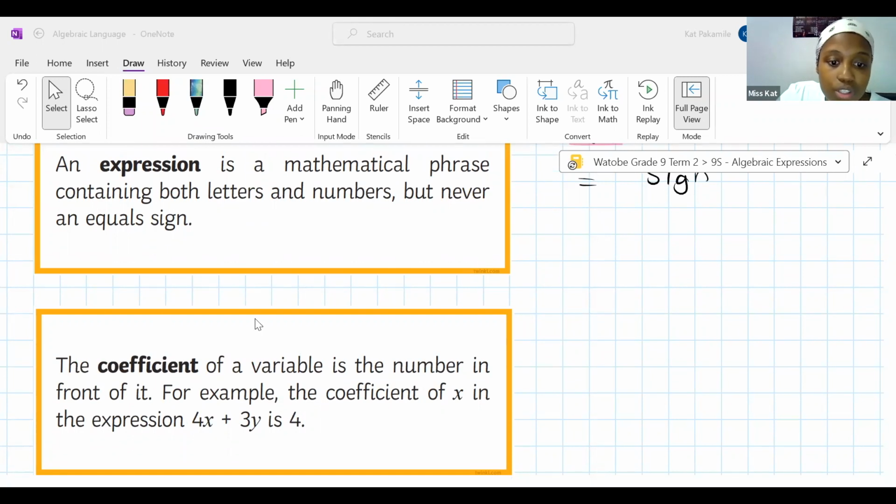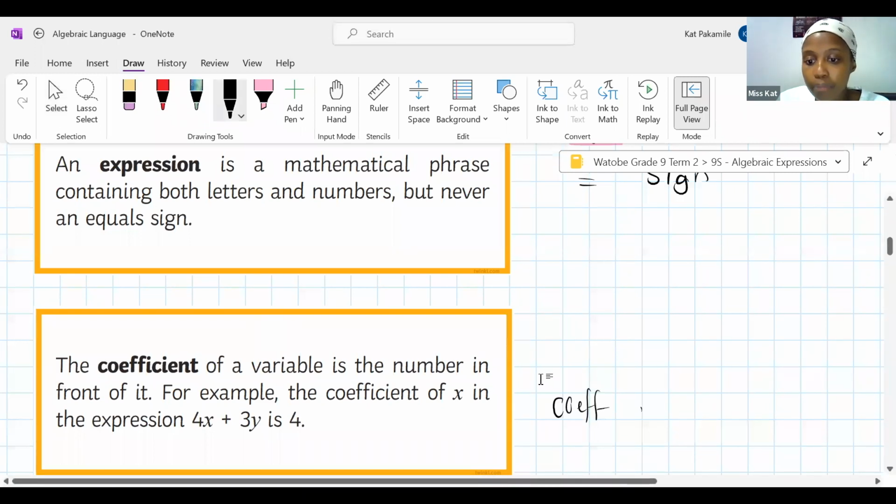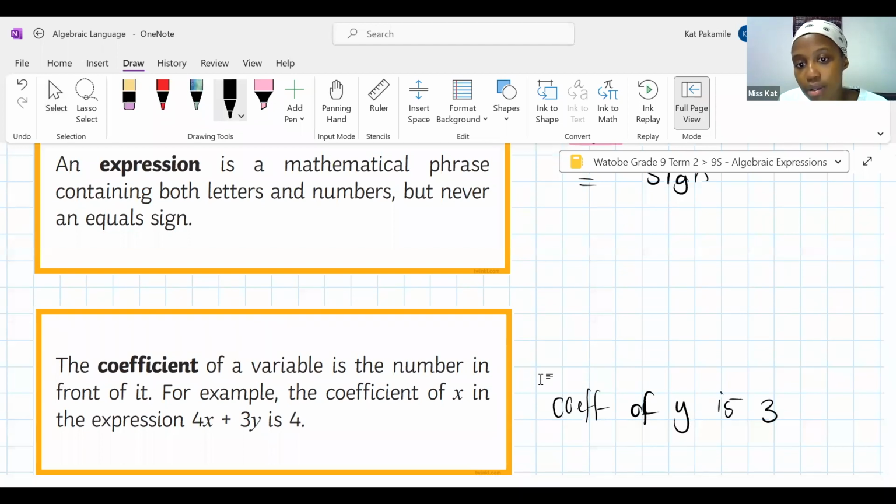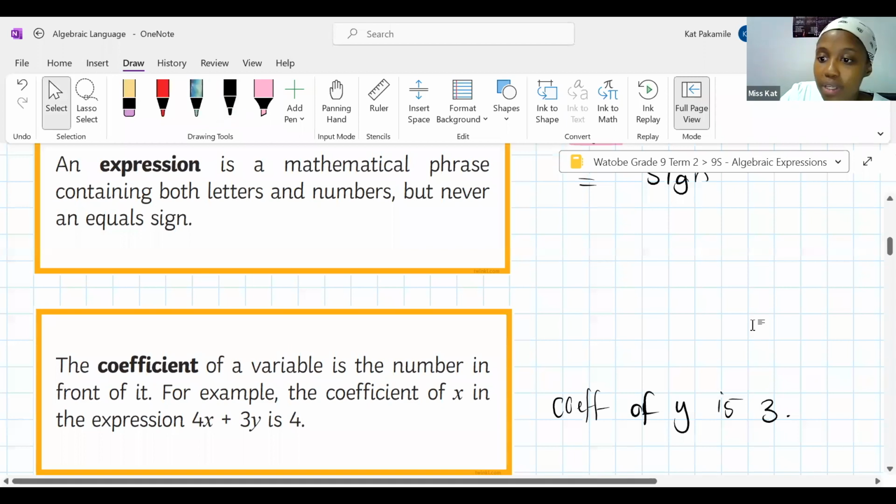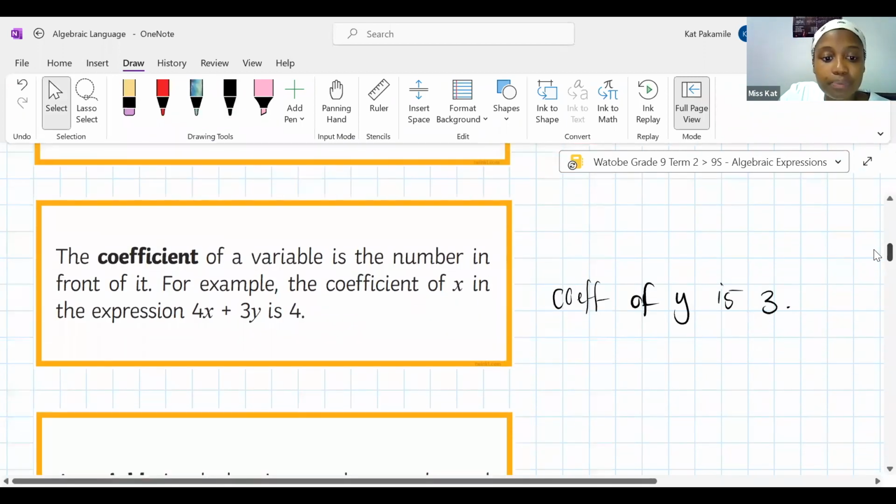What is the coefficient of y? Thank you very much, Simtata and Havana. It is 3. So the coefficient of y is 3. Beautiful. Okay, now let's move on.